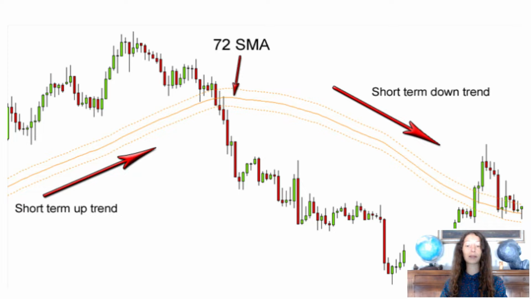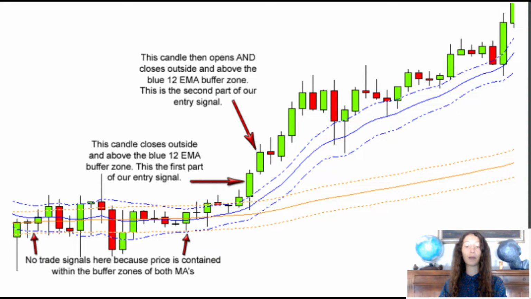The first part is when a candle closes outside of the blue buffer zone in the trend direction. So, if we are above the orange line, we wait for the price to close outside and above the blue buffer zone. We then wait for confirmation in the form of another candle opening and closing outside and above the blue buffer zone. You should notice that the price has moved above the orange line, which means we are now only going to take long trades.